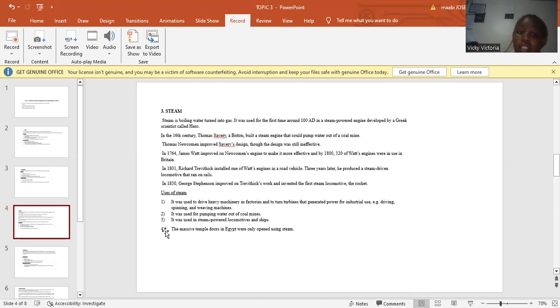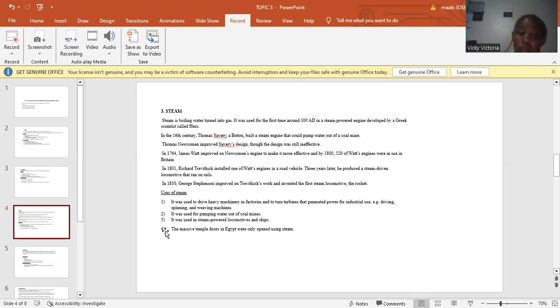In 1764, James Watt improved Newcomen's engine to make it more effective by 1800. In 1801, Richard Trevithick installed one of Watt's engines in a road vehicle. Three years later, he produced a steam-driven locomotive that ran on rails. In 1830, George Stephenson improved Trevithick's work and invented the first locomotive, the Rocket.